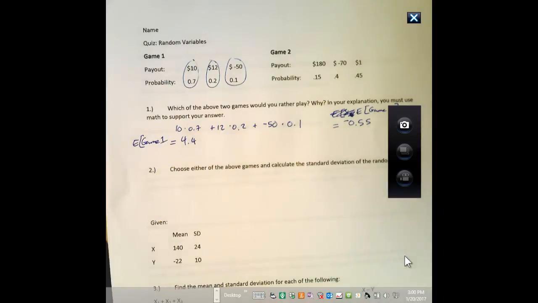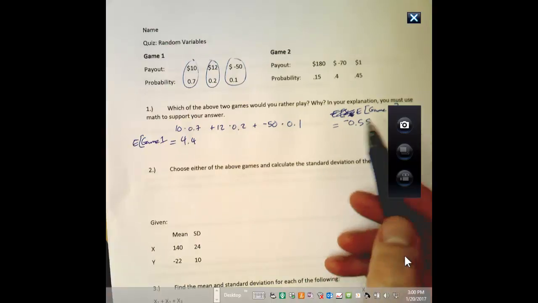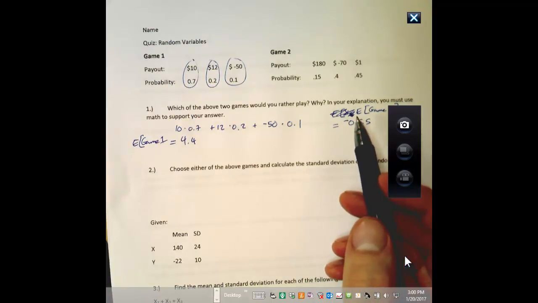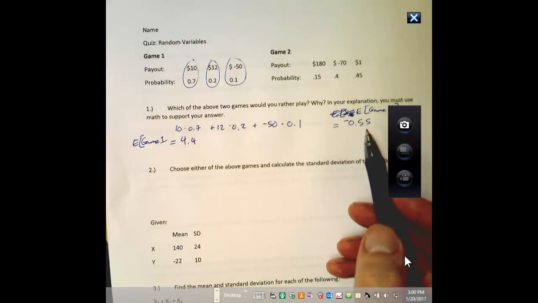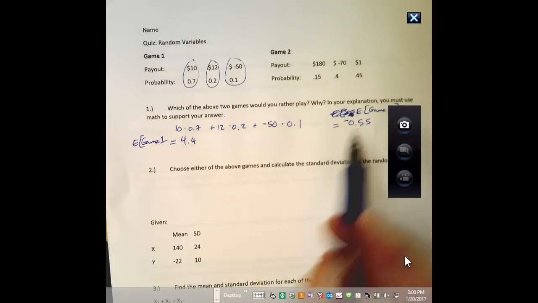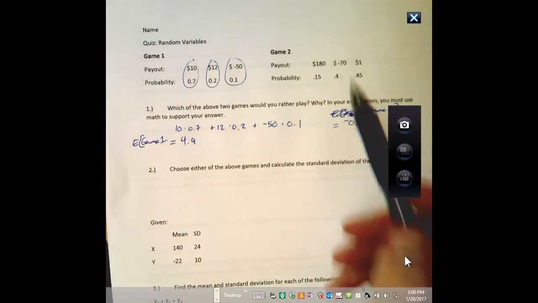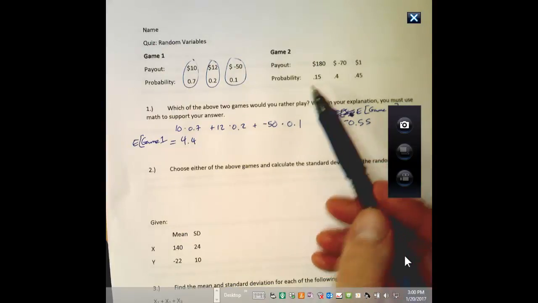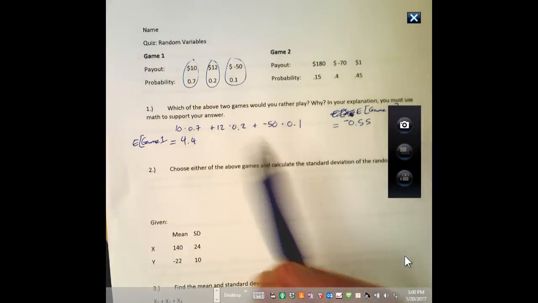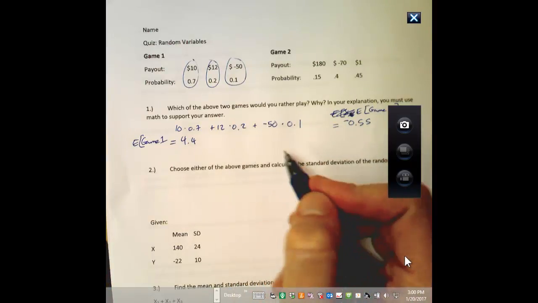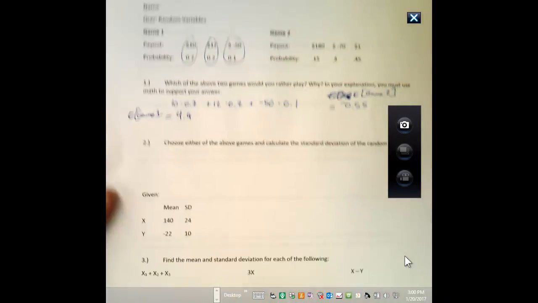And once again, the meaning of that is if we play game two 1,000 times and take our overall winnings, or in this case it's probably losings, and divide it by 1,000, we would see that we had lost 55 cents on average every time we played. So over time, even if we gained some money in certain rounds of the game, we would overall lose money. So obviously we want to play game one instead, and you could write, I want to play game one because the expected value is higher, or something similar to that.